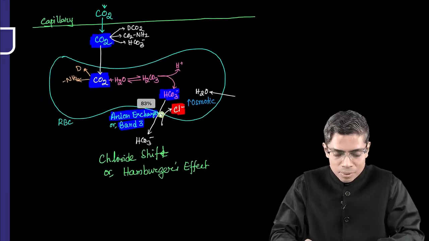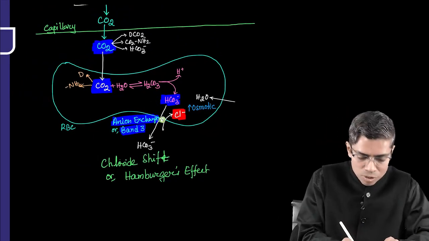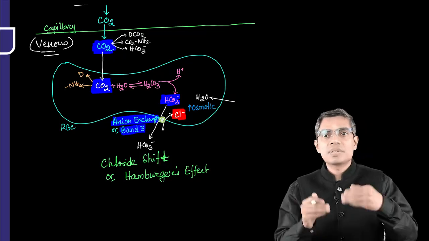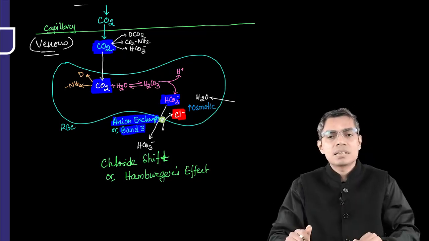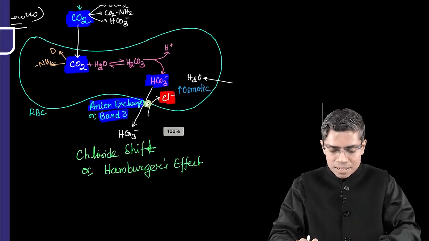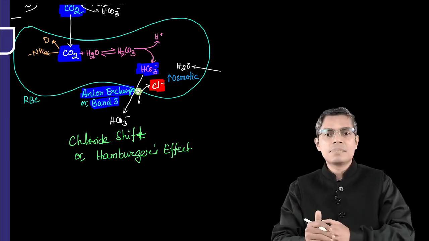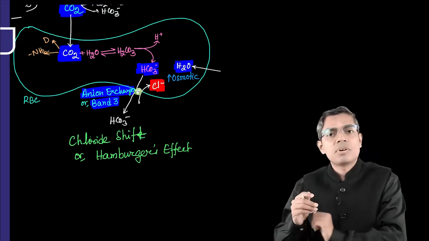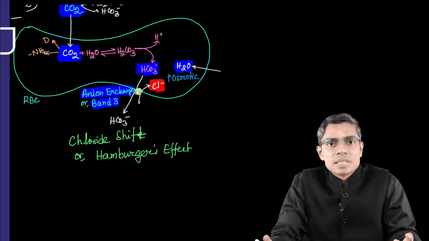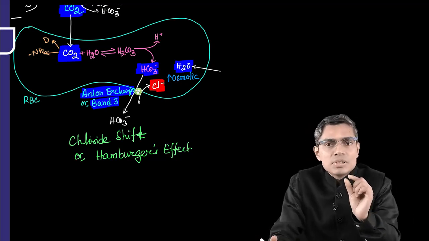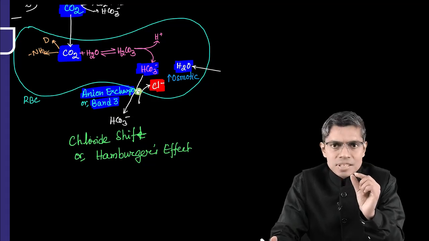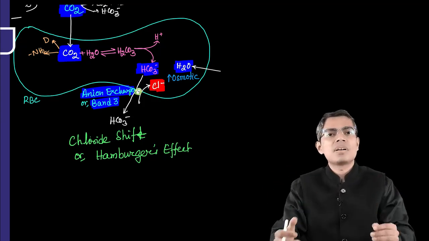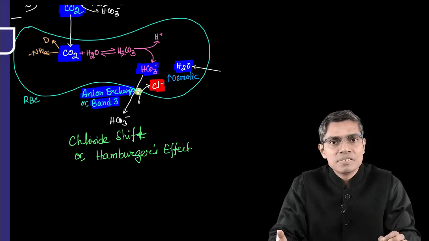Which RBC are we talking about? Is this the arterial blood RBC or venous blood RBC? Obviously this is venous blood, because we started from carbon dioxide generation at the level of tissue, and that carbon dioxide is delivered to venous blood. So in venous blood, due to chloride shift or Hamburger effect, water is entering inside the RBC. So what will happen to the volume of the individual RBC? Increased. If the volume of the individual RBC is increasing a little bit, what will happen to the total volume of all RBC, that is the packed cell volume or PCV?